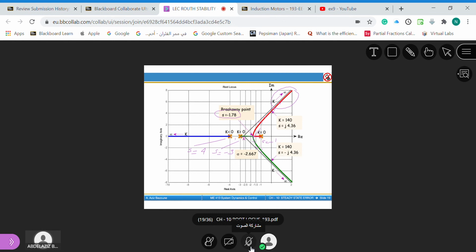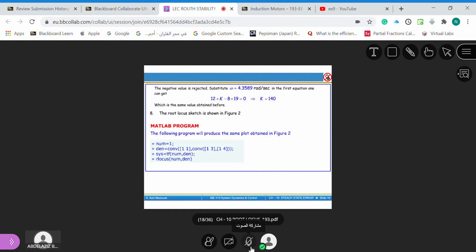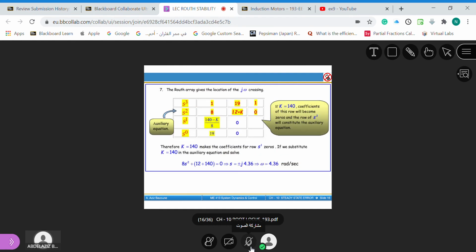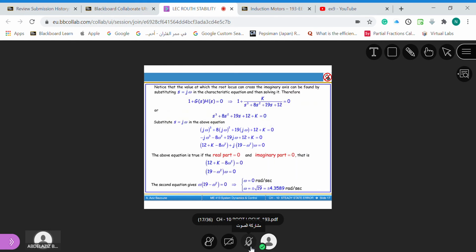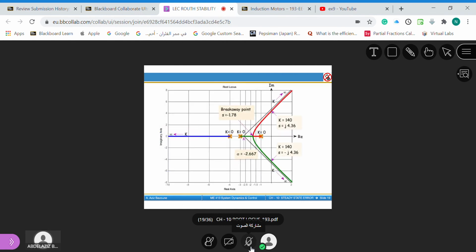If you take a picture of this one, I will go back to the previous slide. Here, this is what we did. This is what we say about it. -1.5 is a part of the root locus, and the breakaway point, I'm talking about this point, -1.7558 is this one. Here. This one, the breakaway point, which is minus.